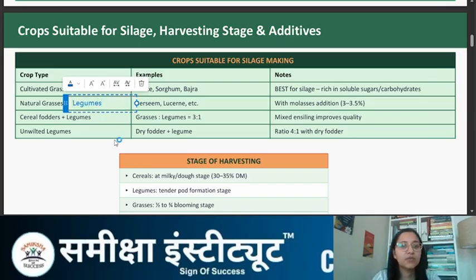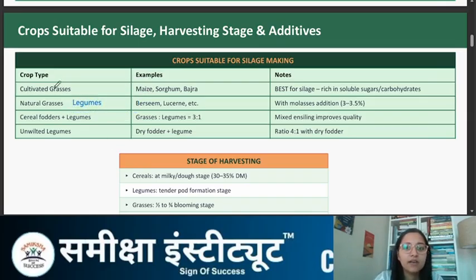So legumes, lucerne, berseem, these should be added alongside molasses. As I mentioned, these should be added alongside molasses with 3 to 3.5% addition. Then cereal fodders alongside legumes, again, as I mentioned, 3:1 ratio, mixed in silage improves the quality. Then unwilted legumes, dry fodder alongside dry fodder with the ratio of 4:1.